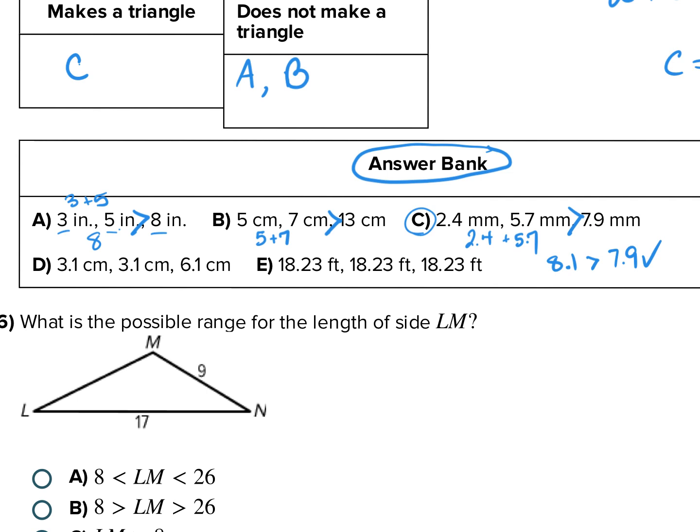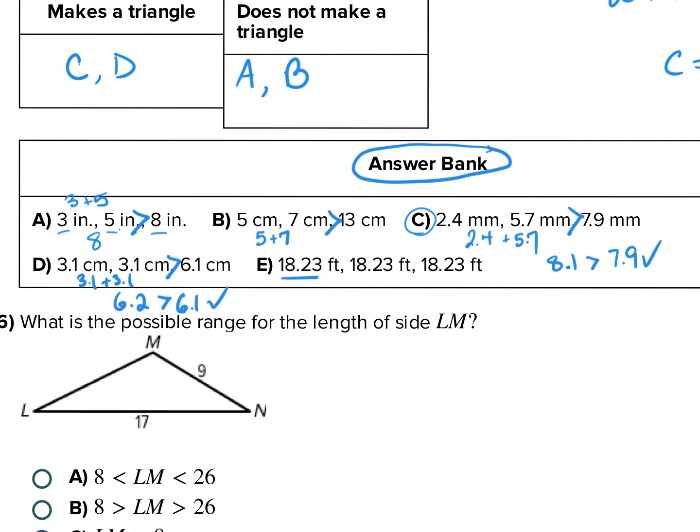Okay. Option D, we've got 3.1, 3.1, and that has to be greater than 6.1. Well, when we add 3.1 plus 3.1, we get 6.2. And 6.2 is greater than 6.1. So D also forms a triangle.